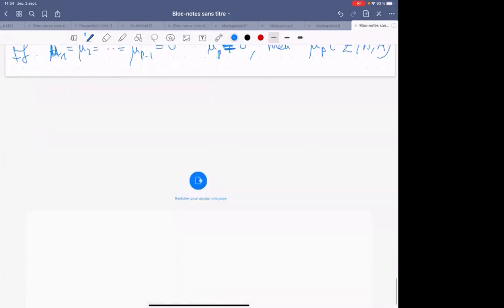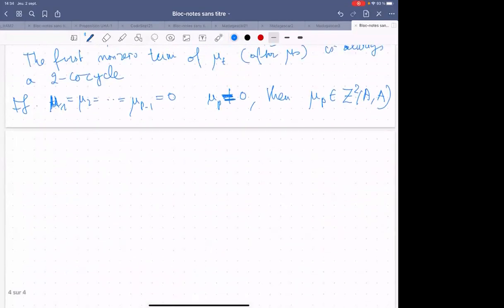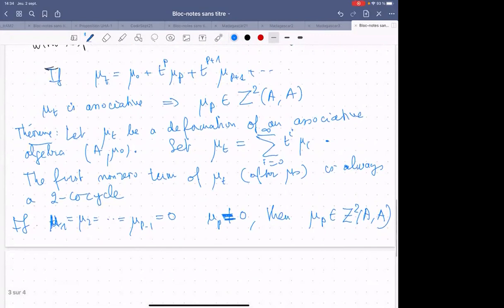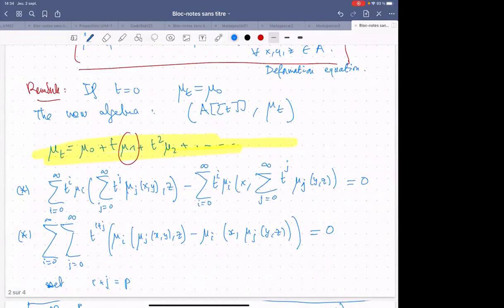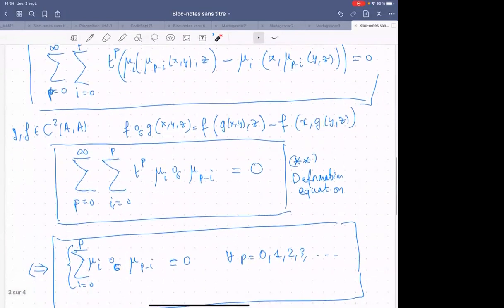And now, if I come back to my deformation equation, I have a necessary condition on this. Of course, I ignore a lot of things about this mu2. I don't care about it for the moment, but we have a necessary condition on this first term. If it's non-zero, then it should be a true cocycle. Okay, now, this is our first result.